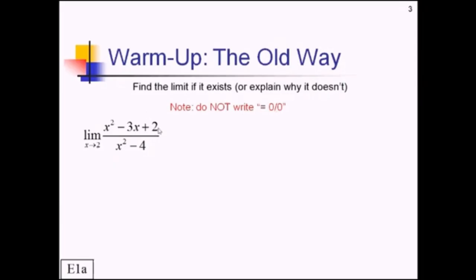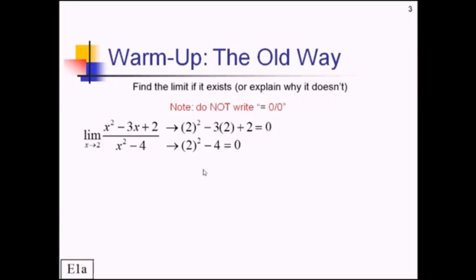We can say that when we plug 2 into the numerator, we end up with 0. So I'm just going to use an arrow here. I'm not using an equals. I'm saying this implies this. And down here, I'm going to write arrow 2 squared minus 4 equals 0. So I haven't actually written equals 0 over 0. I've just shown that the numerator and the denominator both come out to 0 when you plug in 2.